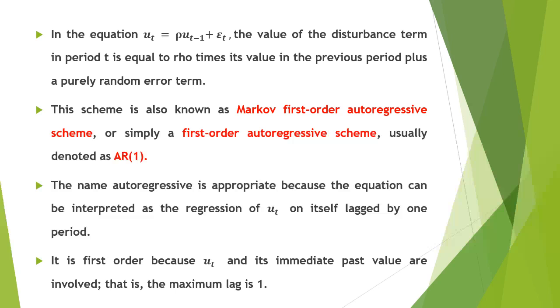Why is this model termed autoregressive? Because the equation can be interpreted as the regression of ut on itself, lagged by one period. It is first order because ut and its immediate past value are involved, that is ut minus 1, where the maximum lag is 1.